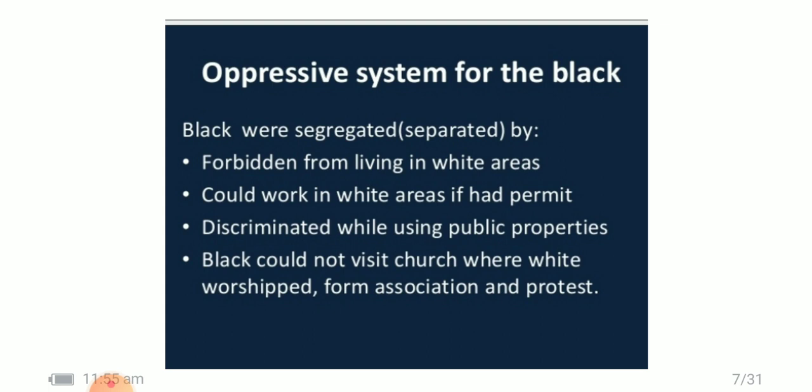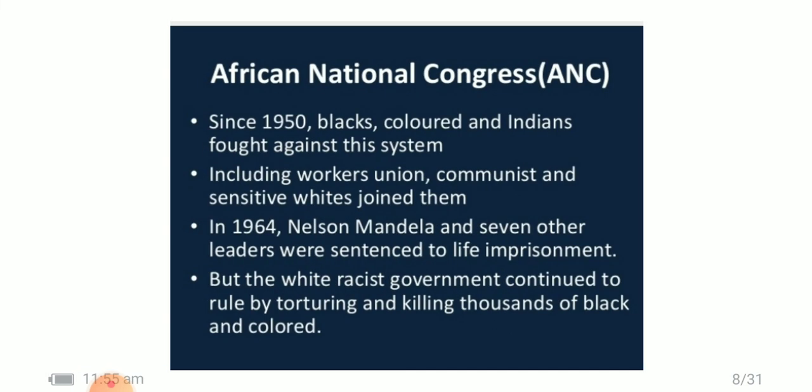So these included many workers' unions and the communist party. Many sensitive whites also joined the African National Congress and started to oppose apartheid and play a leading role in this struggle. Several countries denounced apartheid and condemned this system as unjust and racist, but the white racist government continued to rule by detaining, torturing, and killing thousands of black and colored people.